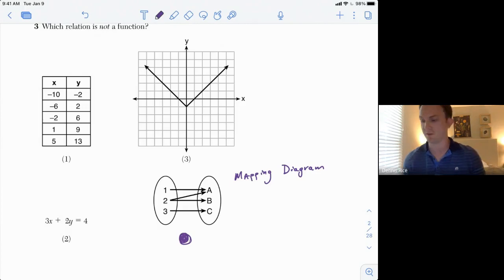Number 2 is a linear function. I don't care what it looks like. It's a line. It's a non-vertical line. It's going to be a function. Choice 4, the mapping diagram, fails.